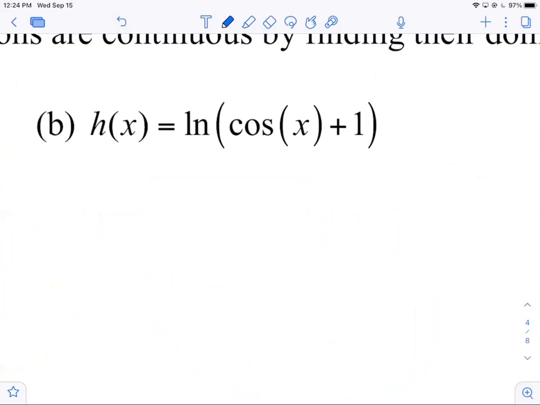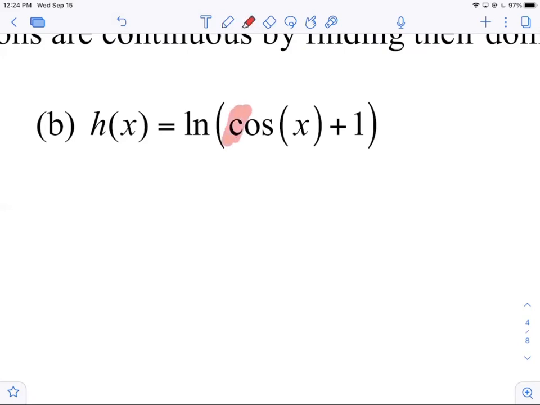Okay. This one over here, it's another composed function. Cosine of x plus 1 is continuous for all real numbers. That's the inside function. The natural log of x on the outside is not continuous for all real numbers, but it is continuous over its domain, which is for everything greater than 0. So if I can find the domain of this function, I know that this composition of these two functions will also be continuous over that interval.